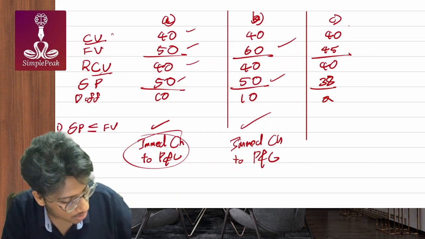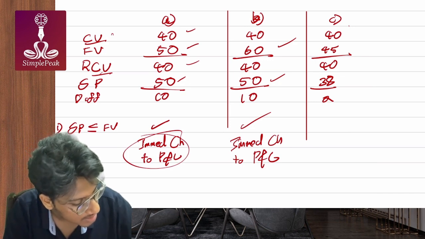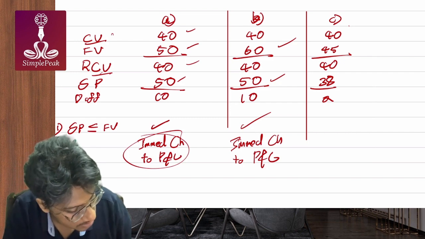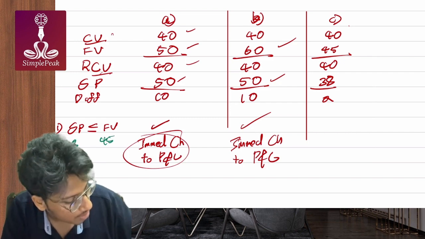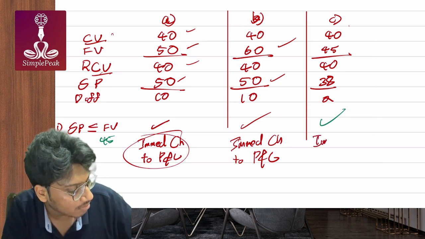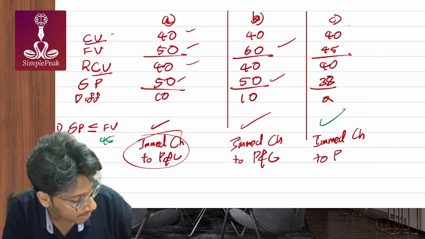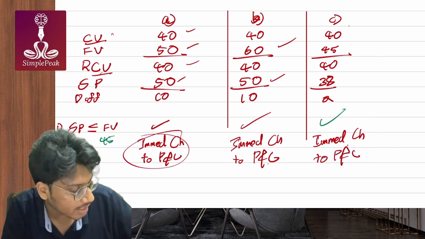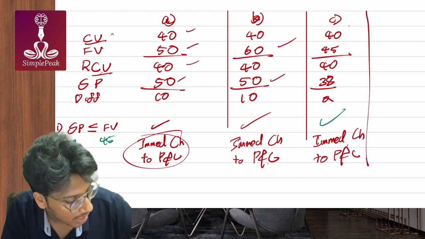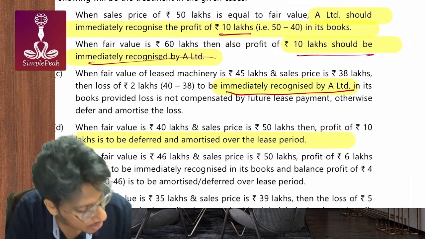Let's check. Sale price is less than or equal to fair value. Sale price comes as 38. Fair value comes as 45. Yes, condition satisfied. Immediately charged to P&L. It comes as loss. Here it came profit, here it came profit, here it comes loss. So recognize that. Done. And yes, let's check that answer also. Immediately recognized by A Limited.